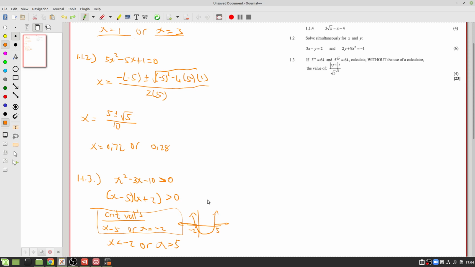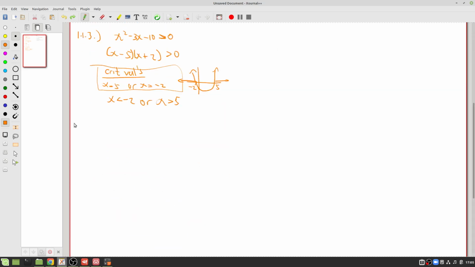Okay, good. Hopefully we'll see some more questions like this in some of the other papers. So if you have any questions on how this works or what happens, just check out some of the other question papers. All of them have some inequality somewhere in them. Okay, that was 1.1.3.